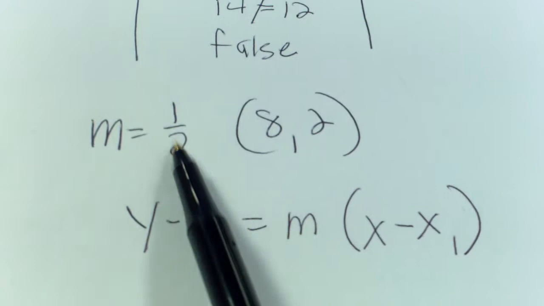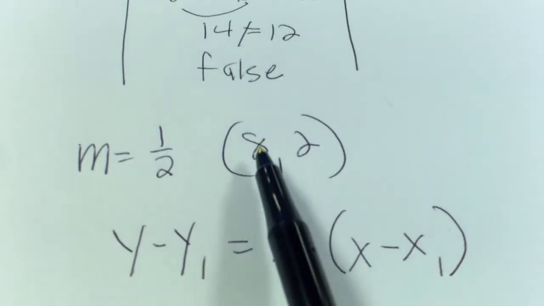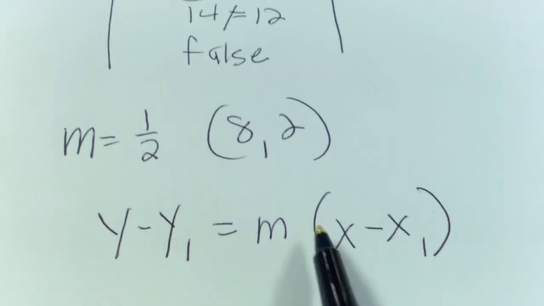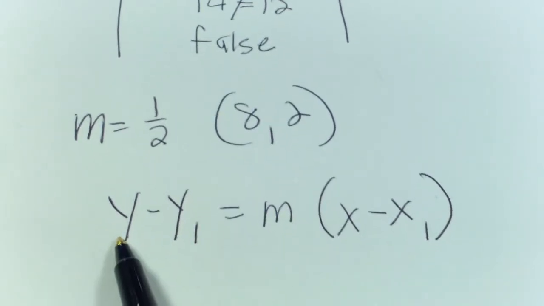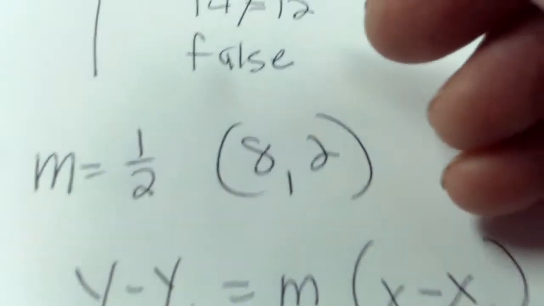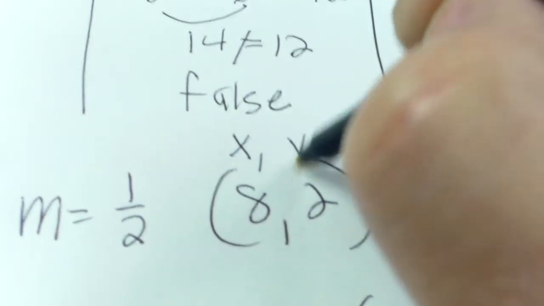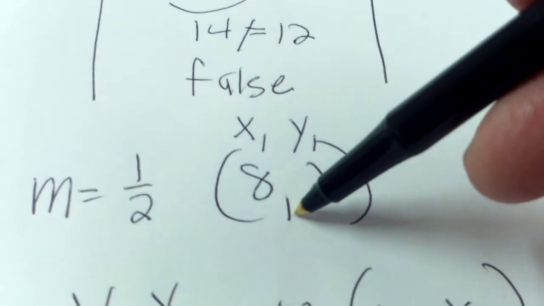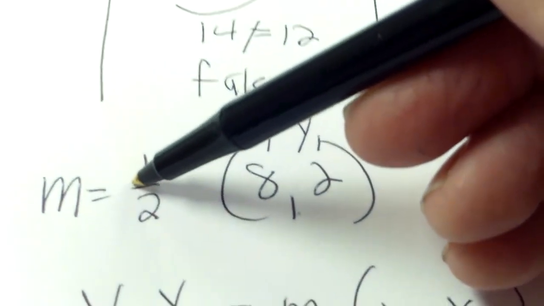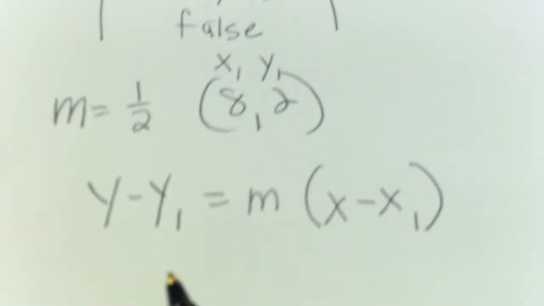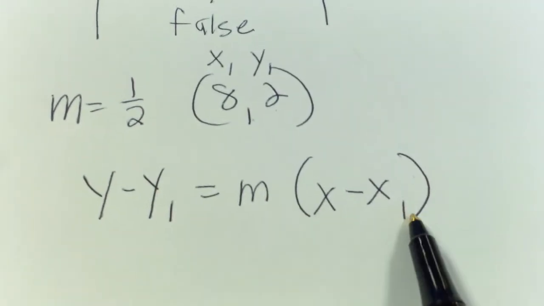M is my slope, and this is x1, y1. Those points are going to go here and here, and this x and y just stay x and y. So the smart thing to do here is to label your point x1, y1. Remember, we have a point and we have the slope, so we can easily plug that into the point slope form of an equation, which is this right here.